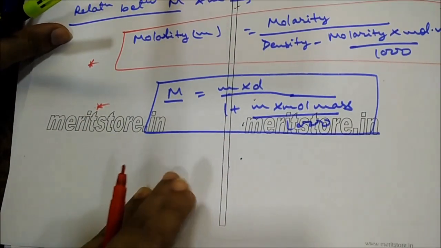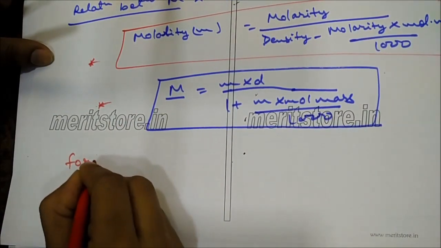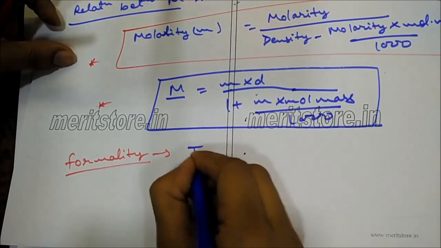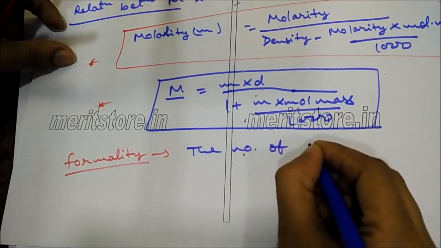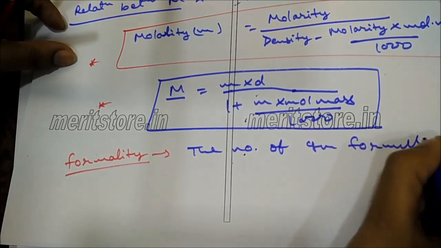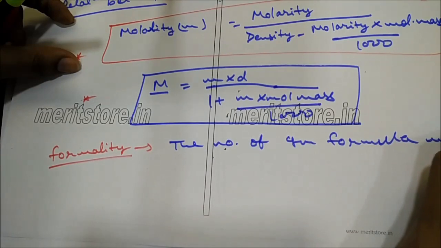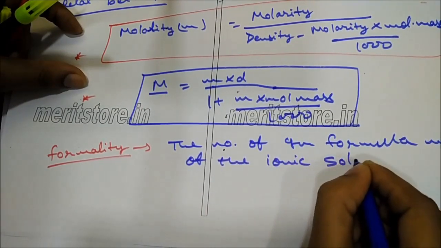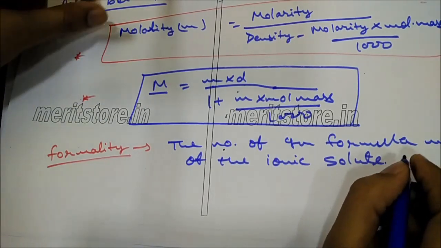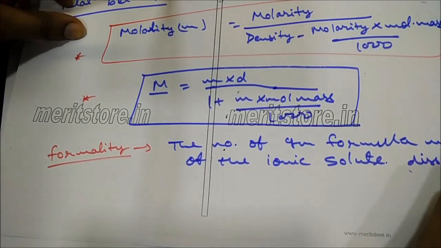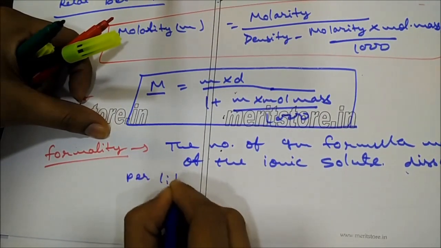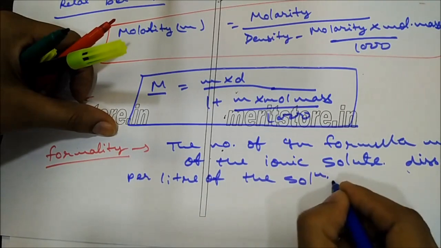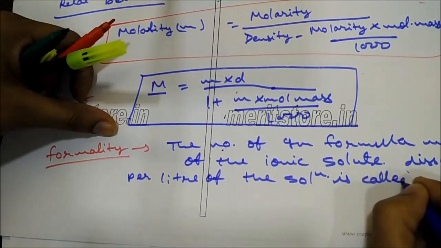Now the next is formality. Formality is the number of gram formula mass of the ionic solute dissolved per liter of the solution. Here the solution is ionic. This is called its formality.